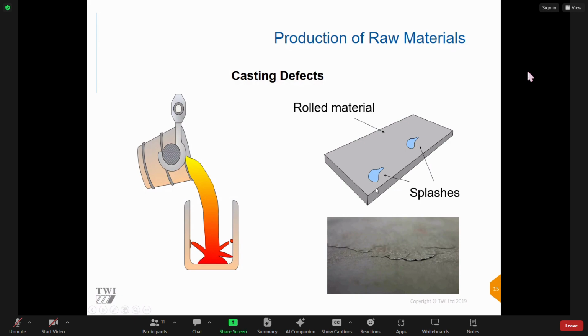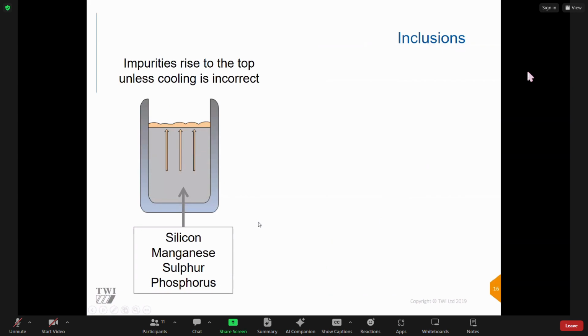Is it a defect that you find in service? Probably not, because we picked that up at the fabrication stage. So I wouldn't worry too much about that one. Next, inclusions in the steel.